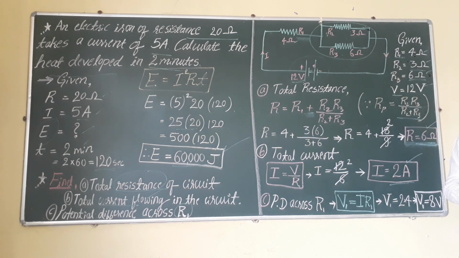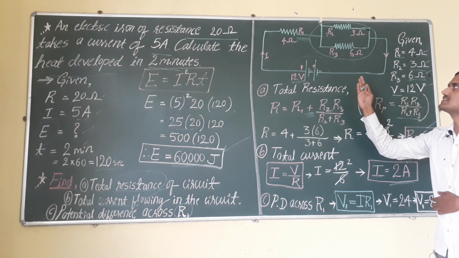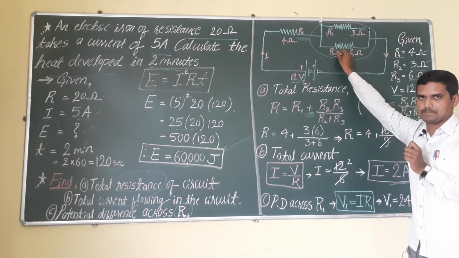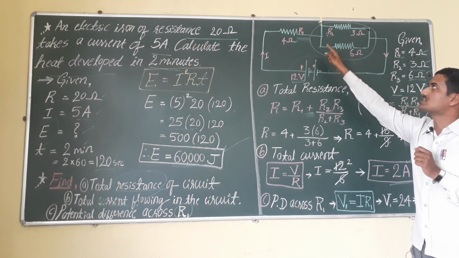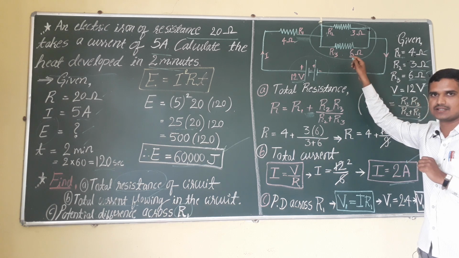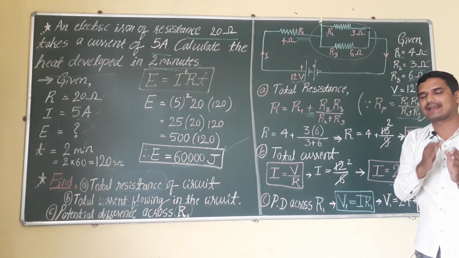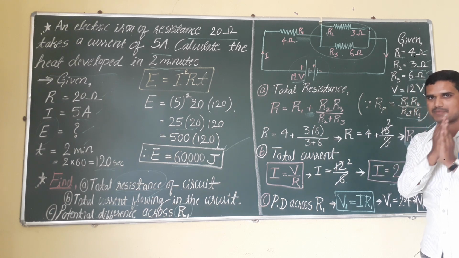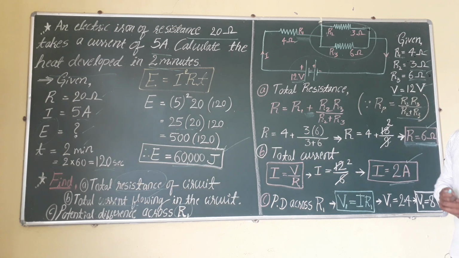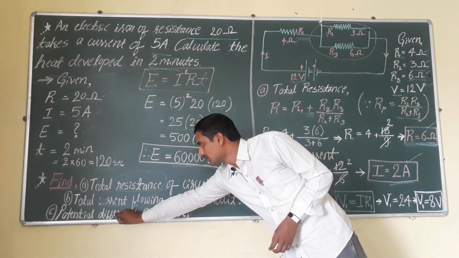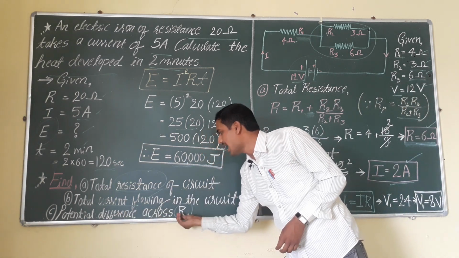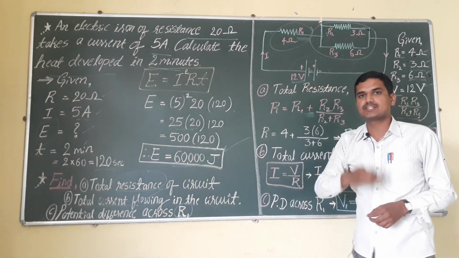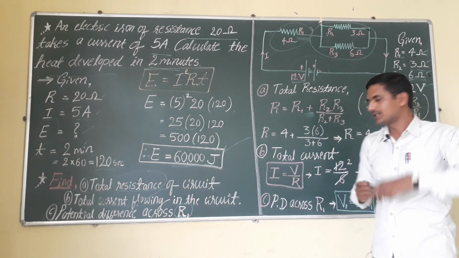And always remember, if the connections are given in parallel combination, then the potential difference is the same. And if the resistors are connected in series combination, then the potential difference is different. Remember this fact. So the third question is here: calculate the potential difference across R1 only, through the first resistance. How much potential difference is created, that you have to calculate.